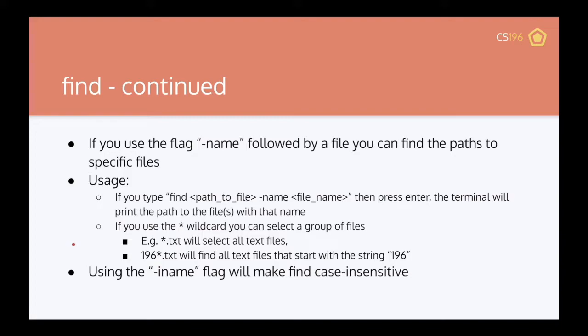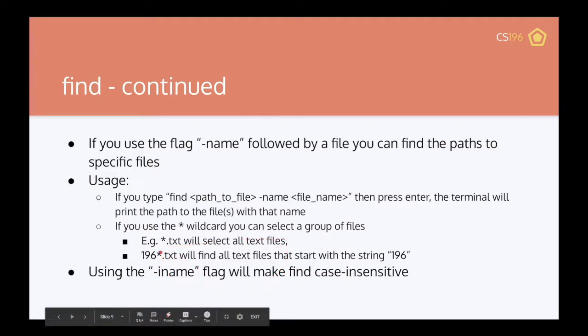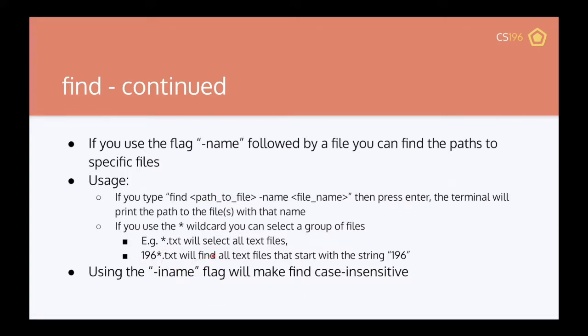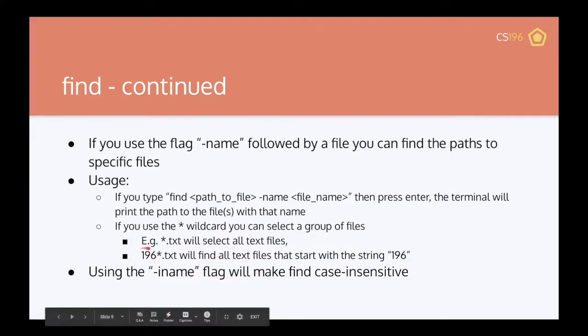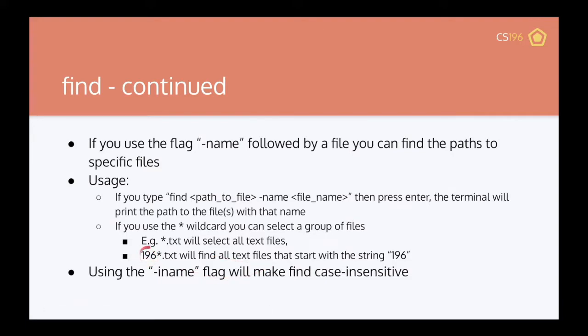But what makes it really useful is if you use wildcards. So the asterisk wildcard can let you select a group of files. So for example, if I do asterisk .txt, what that's saying is we don't care what comes in the asterisk as long as the file ends in .txt. So this will select all the text files. And also, let's say we have something that says 196 star .txt. This will find all text files that start with the string 196. So essentially all files that start with the string 196, have something in the middle, we don't care what's in the wildcard, and end in .txt.